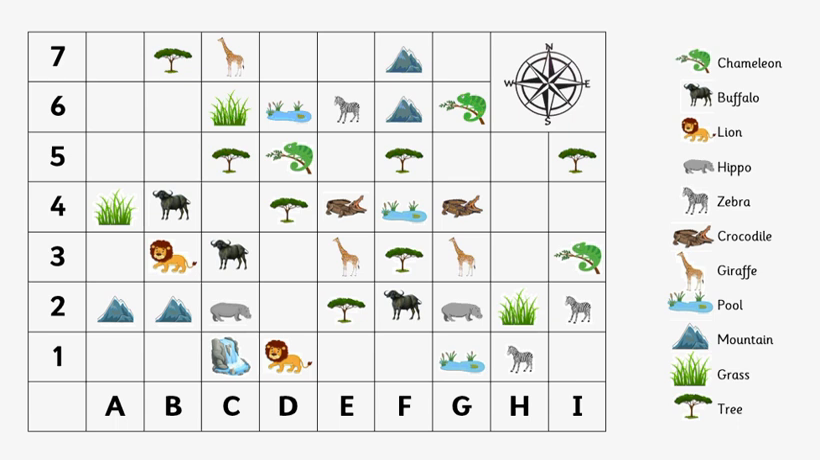Start in box H3, facing north. Go 3/4 of a turn anti-clockwise and forward 1 space. What animal have you landed on?